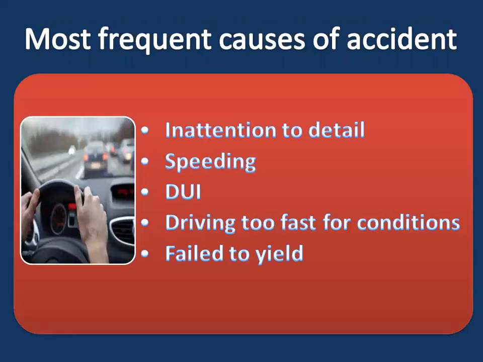Most frequent causes of accident are inattention to detail, speeding, DUI, that is driving under the influence. It could be alcohol or it could be drugs. Driving too fast for conditions, meaning poor road conditions or poor weather conditions, and failing to yield. Failing to yield to pedestrians or failing to yield to other vehicles.